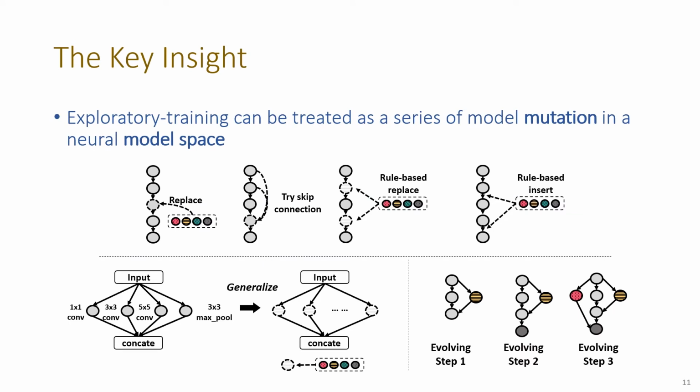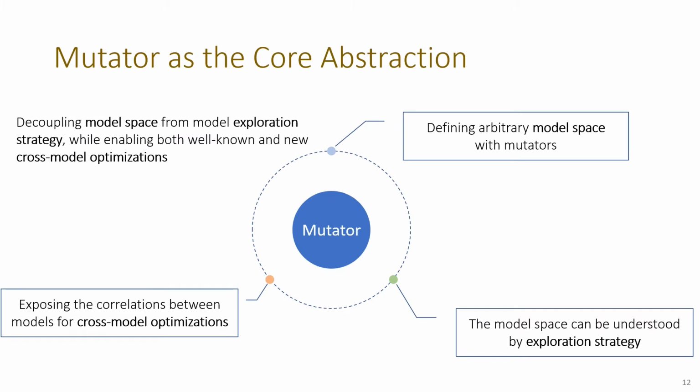Take the previous examples. We can see that exploratory training is a series of model mutations. The possible mutations build a model space. Exploratory training explores the models in this space to find out the best one. We design Mutator as a core abstraction. Mutator decouples model space from exploration strategy.